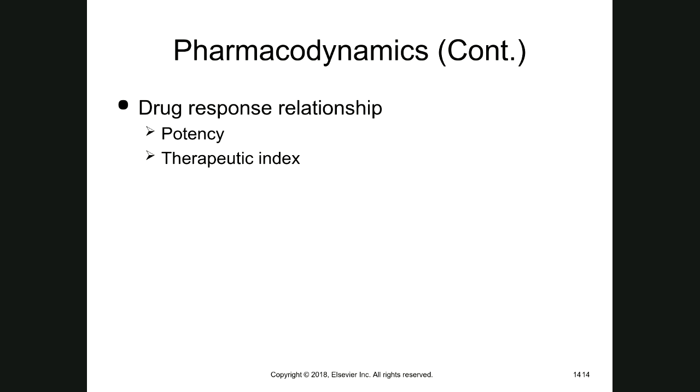Now, with the drug response relationship, you're looking at the potency versus the therapeutic index. The therapeutic index describes a relationship between the therapeutic dose of the drug and the toxic dose of the drug. An example is ED50 and then the TD50.